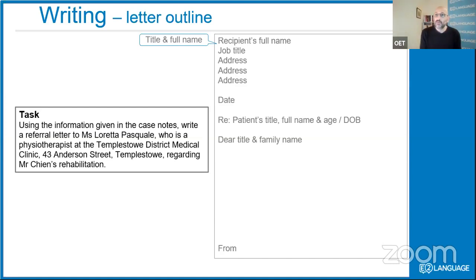Under the date, you put the reference line, the patient's title, Mr., Mrs., Ms., their full name and their age or their date of birth. Then the salutation, Dear Mr., Mrs., Ms., Doctor, and their family name, Smith, Brown, whatever. Write the letter and then Yours sincerely, if you know their name, Yours faithfully if you don't, although I don't think the OET really minds if you mix them up, and then just write the word nurse or charge nurse. That will do.